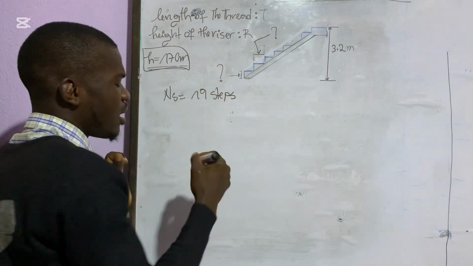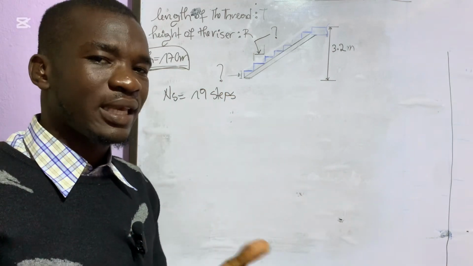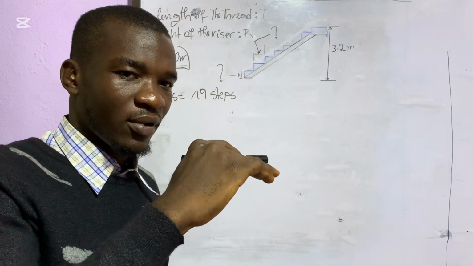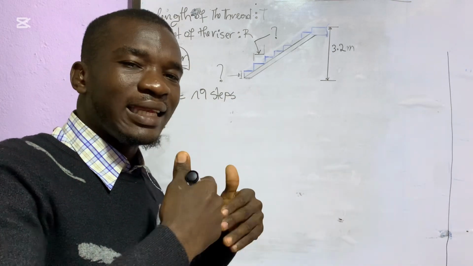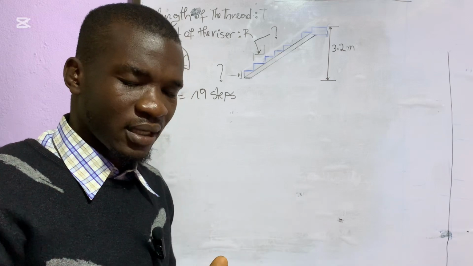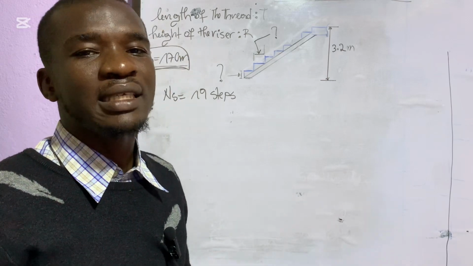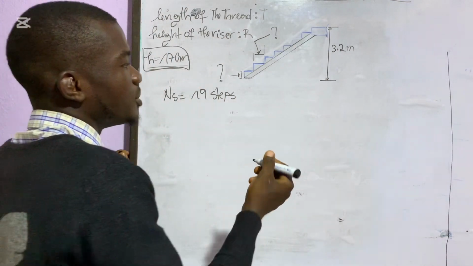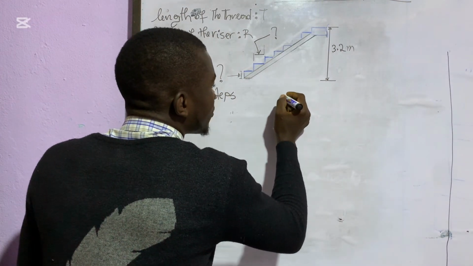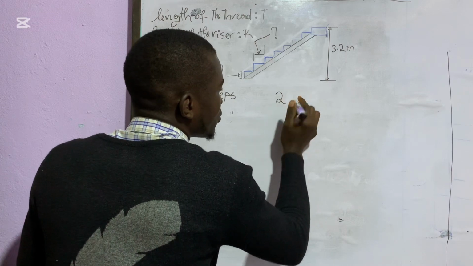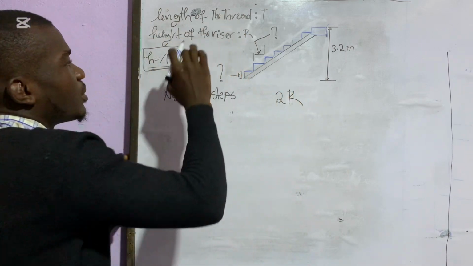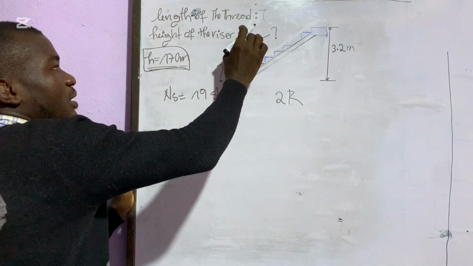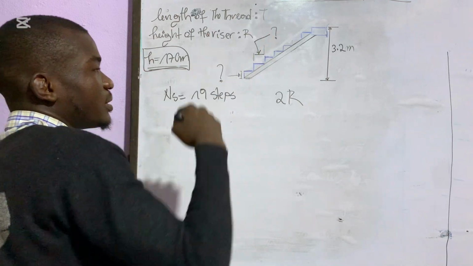Okay, so now how do you get the height of the riser and the length of the tread? Okay, how do you get those values? You will still need the Blondel formula, the commonly known Blondel formula, which states that two riser. Okay, two riser, as you see, for the sake of this exercise of this class, we have the riser noted r and the tread noted t.